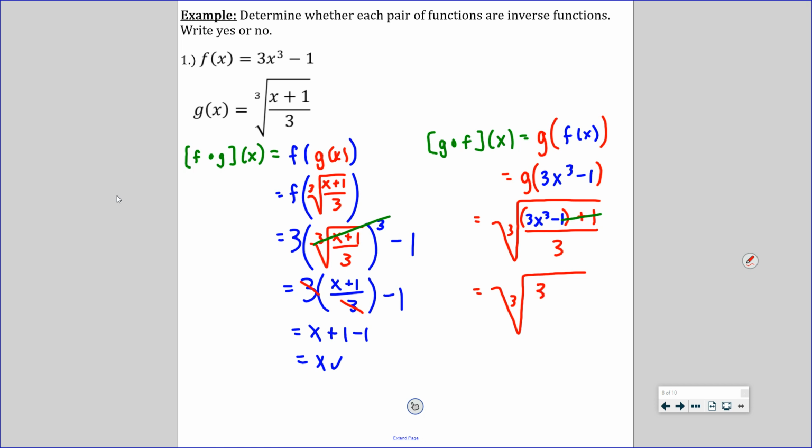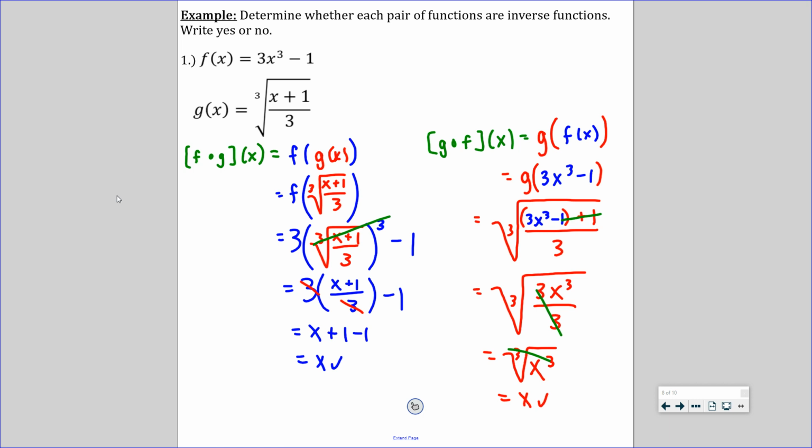I know some of these you're like, I understand it. The 3 over 3 is the same as 1. So then it's just x cubed. And then what's the cube root of x cubed? x. Those undo each other. Oh my gosh, it worked.